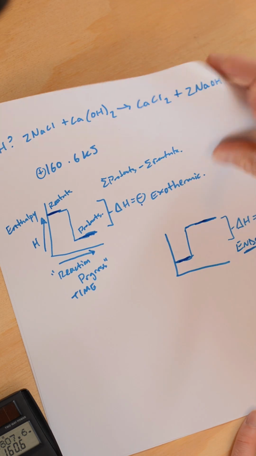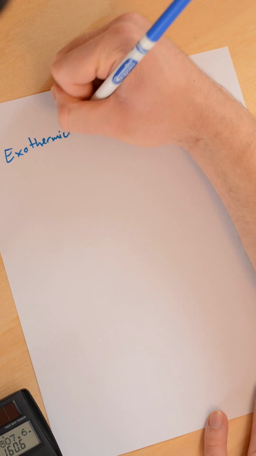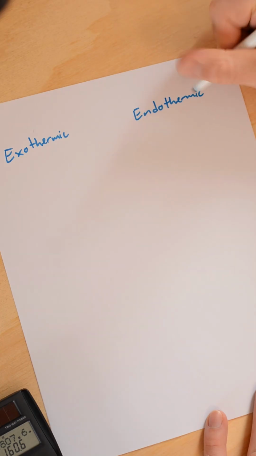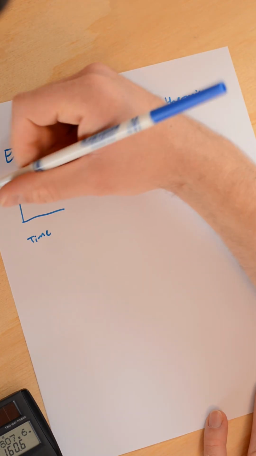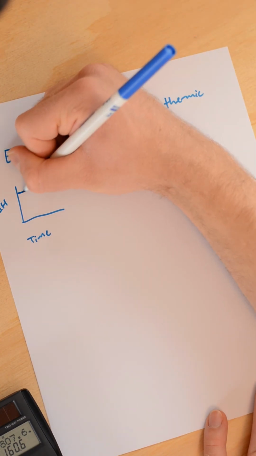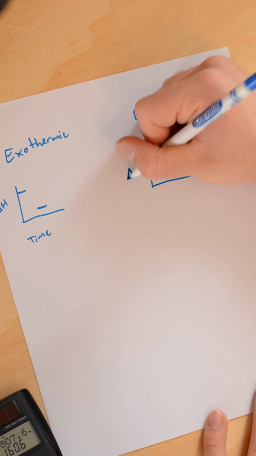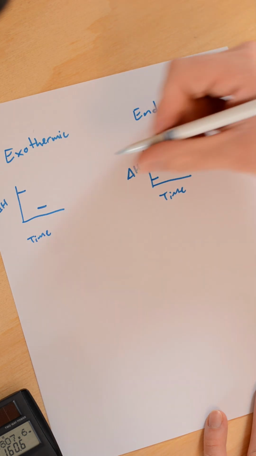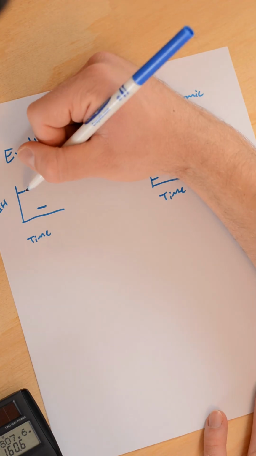Let's talk a little bit more about these graphs. So we have an exothermic reaction versus an endothermic reaction. So we have time in the reaction and we have delta H. All right, so more energy in the reactants than the products and less energy in the reactants than the products. So what actually happens in this reaction?